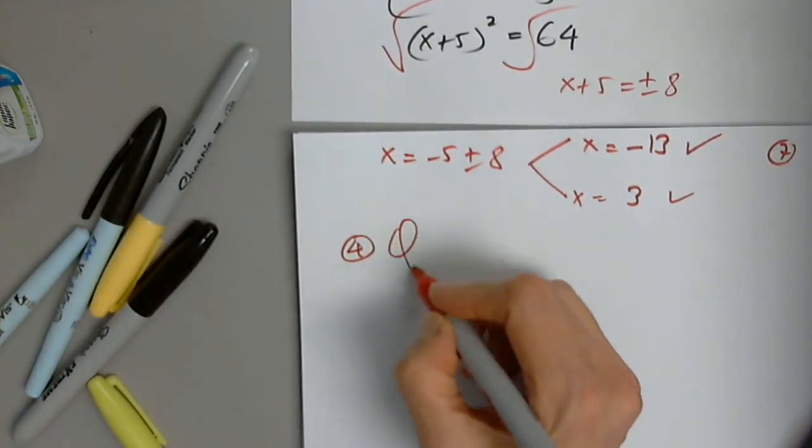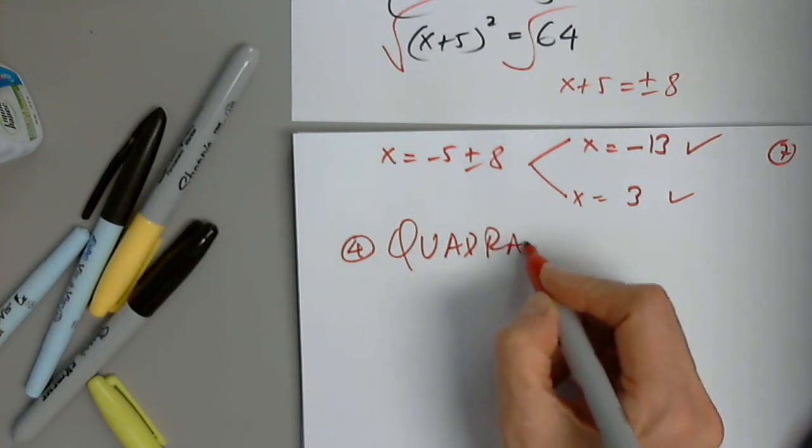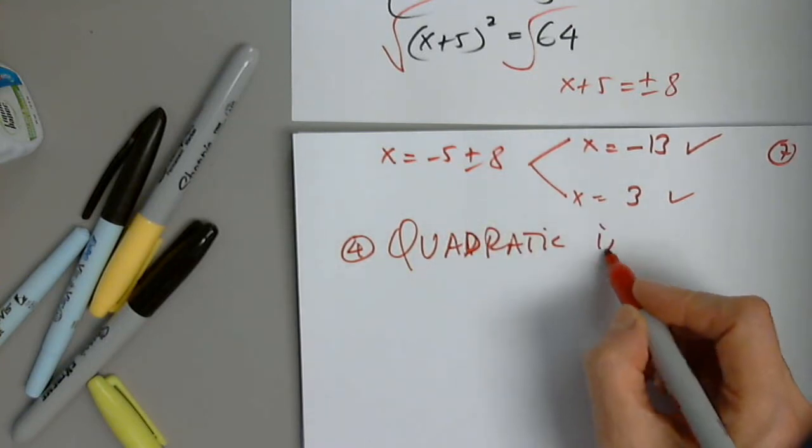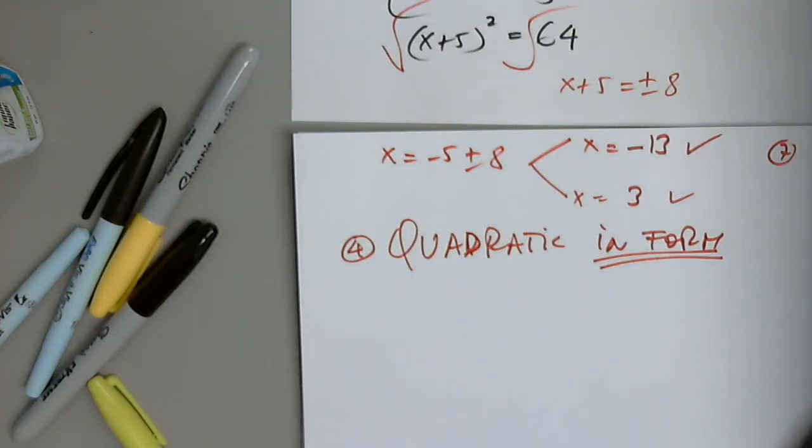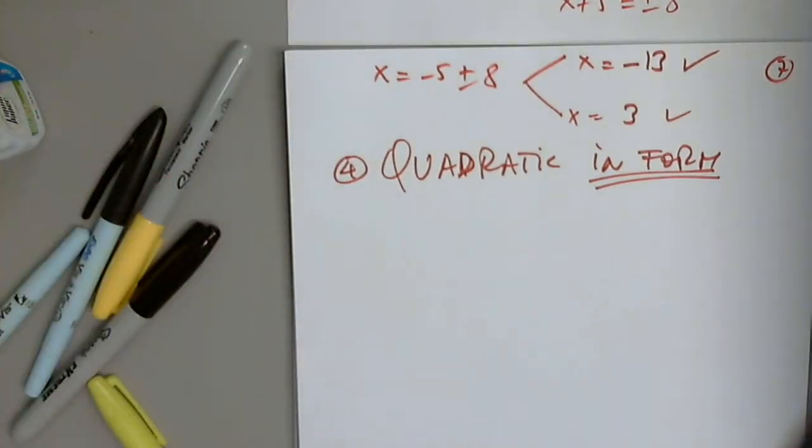Quadratic in form. What is that? Well, it means not quadratic. This is not going to be a quadratic equation, but it can be replaced by a quadratic equation. And why would I do that? Only because I want to make my life easier. Otherwise, I will not. And only if it does make my life easier.